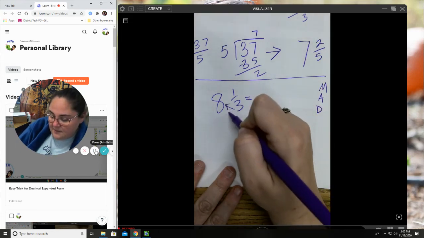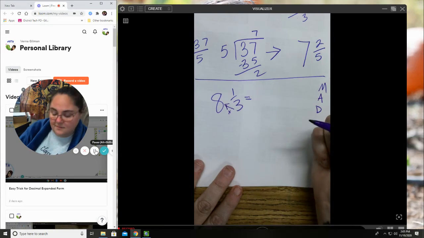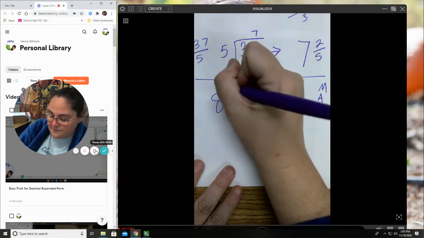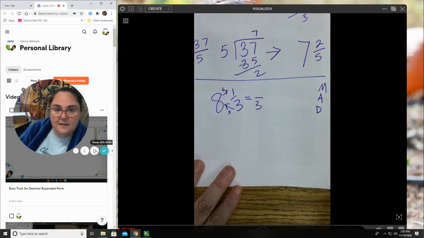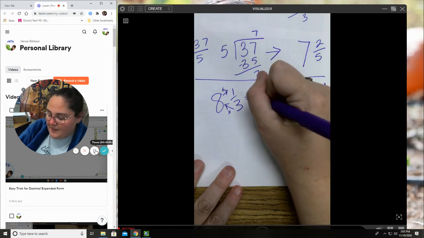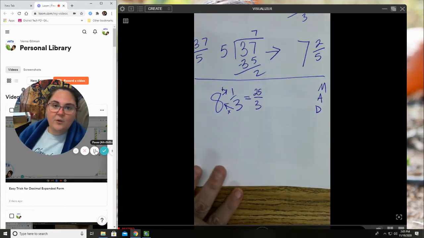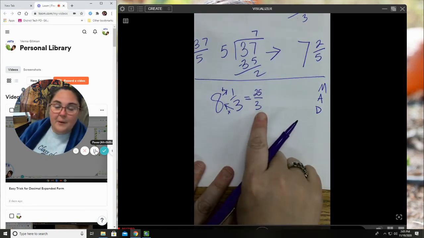8 times 3 plus 1 over 3. So 8 times 3 is 24 plus 1 is 25. That is one way you can do it. Just make it improper.